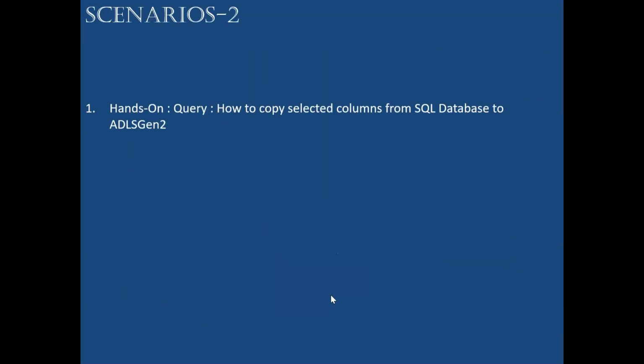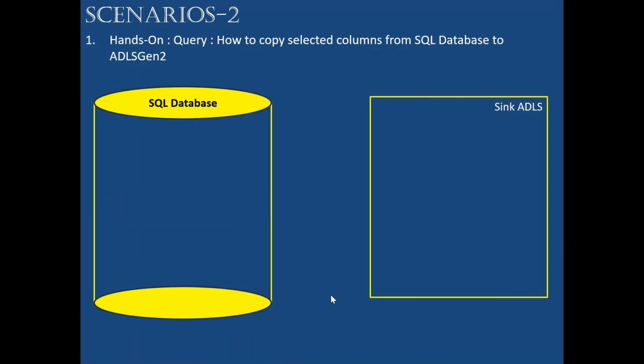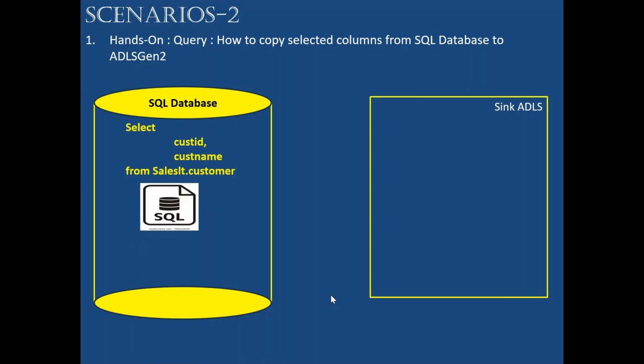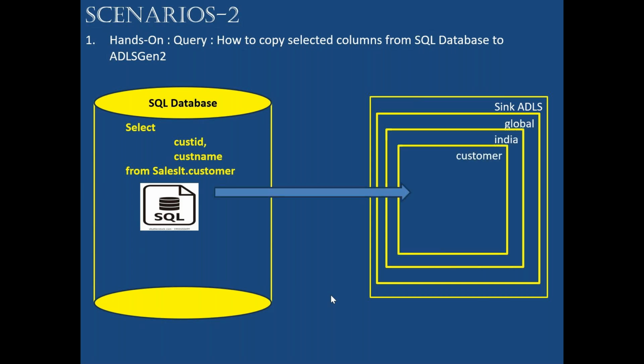Next, query. How to copy selected columns from SQL database to ADLS Gen2. Same way, team, select required columns means instead of putting select star, we are going to select only required columns. Select customer ID, customer name from sales LTD customer. So I'll be taking only the required columns. Again, I'll create a global India customer folder. I'll copy this data. Okay, this is scenario 2.